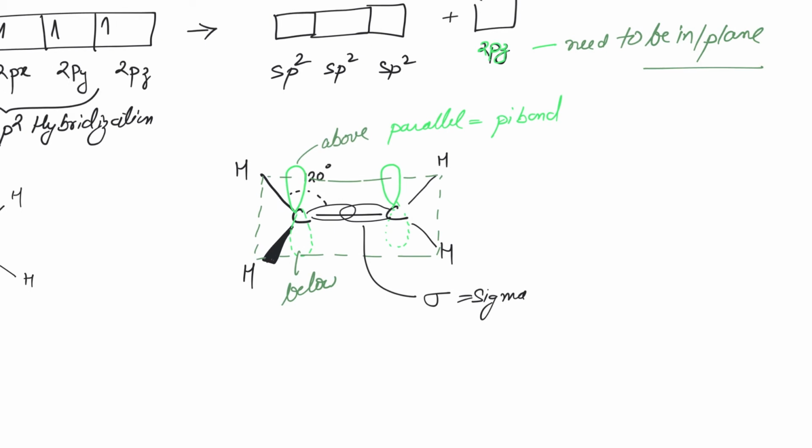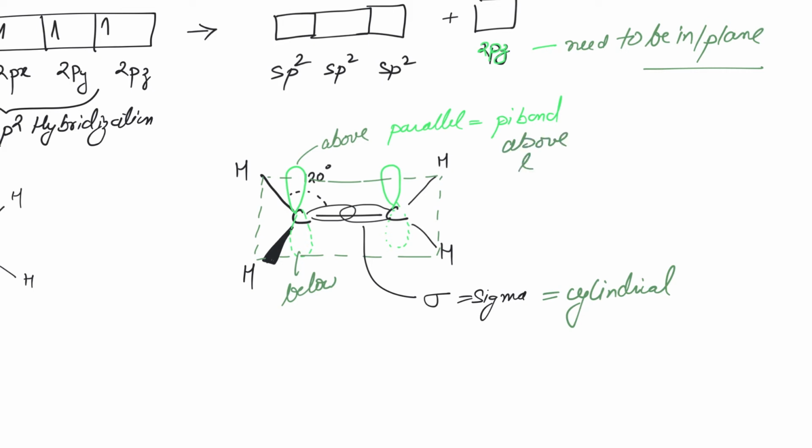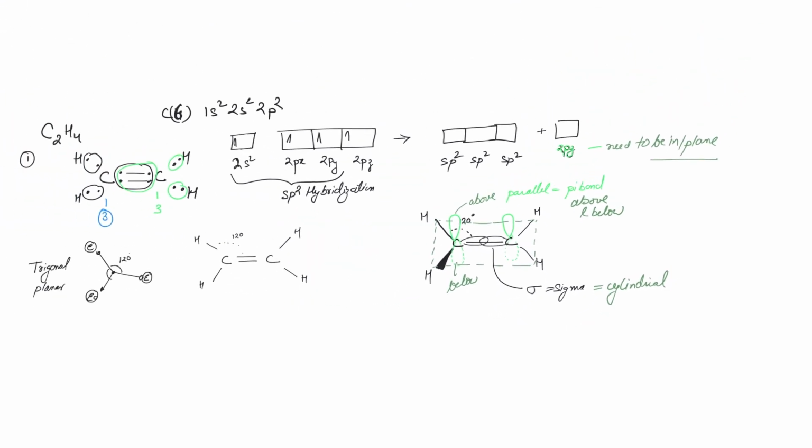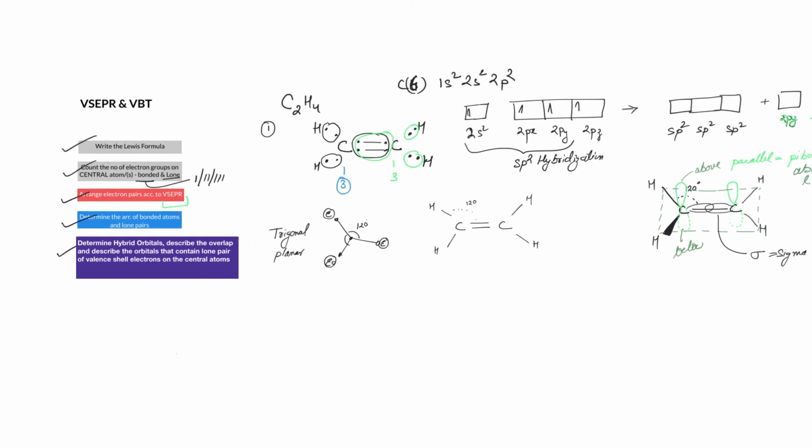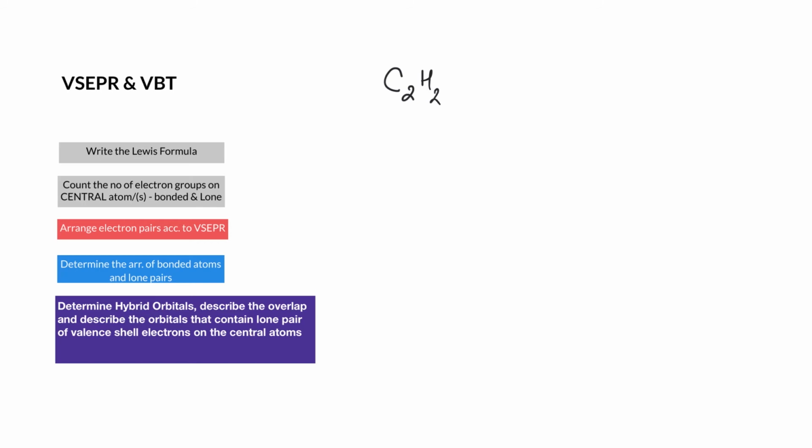While the sigma bond is somewhat cylindrical around the axis of the bond, the pi bond is more of a cloud above and below the sigma bond. Now I want you to do the same thing for our molecule with triple bonds. So let's take the example of C2H2.